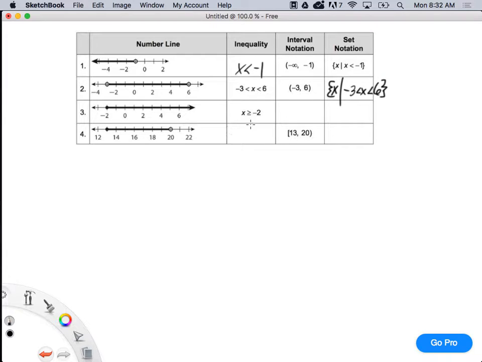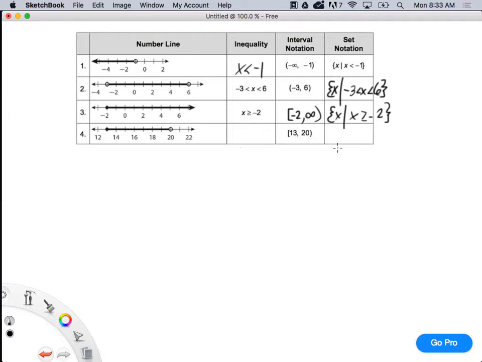Here again, I have inequality. It wants me to write it in set notation. So it's x such that x is greater than or equal to -2. And then here, it includes -2 and goes to infinity. Okay?